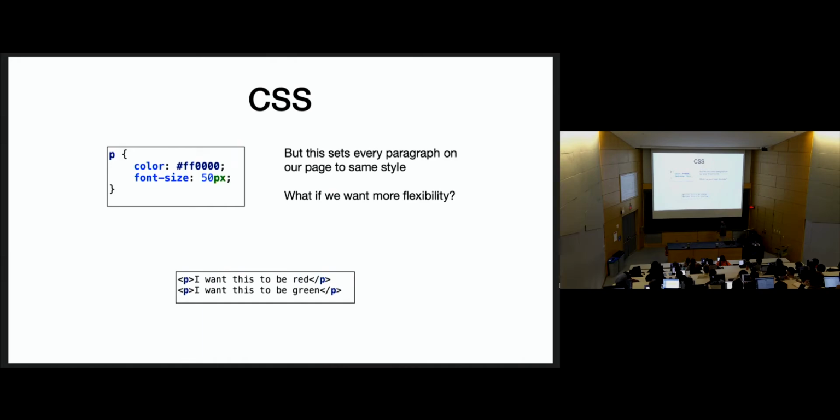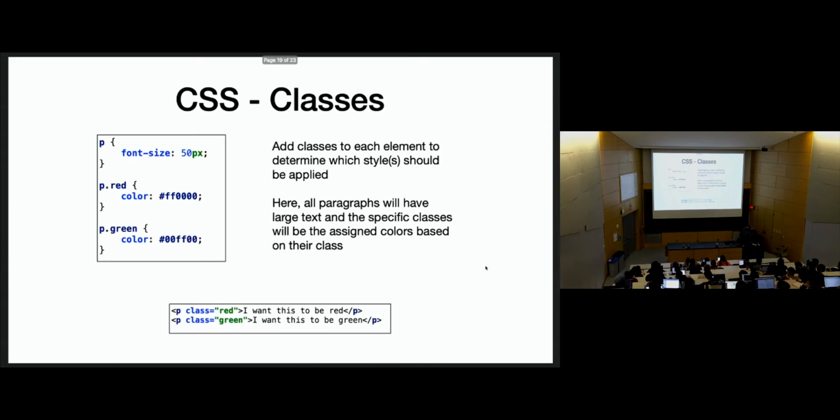So that's a little restrictive. What if we don't want every single paragraph to be big red text? What if we have two paragraphs, we want one to be red, one to be green? How do we make this a little more flexible? For that, we're going to use classes.